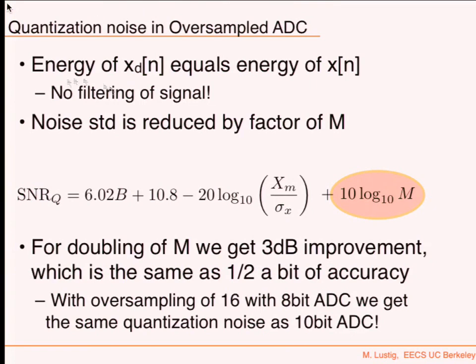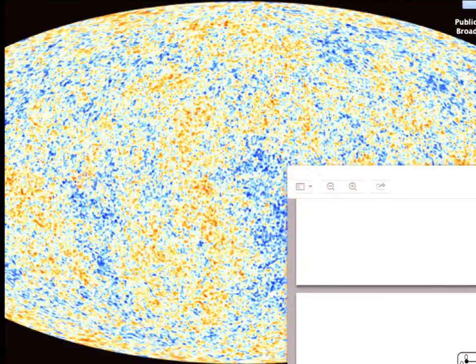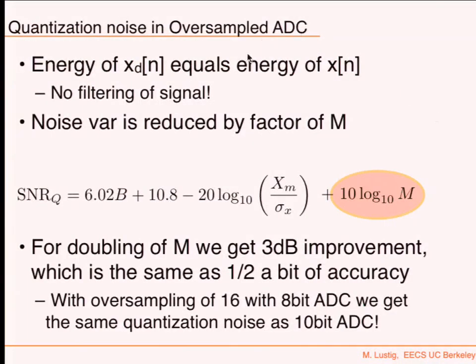So in an oversampled ADC, the energy of xd equals the energy of x of n. So the decimated sampled signal is the same. We don't filter the signal, but the noise variance is reduced by a factor of m. The standard deviation is actually the square root of the variance. The variance is reduced by a factor of m.